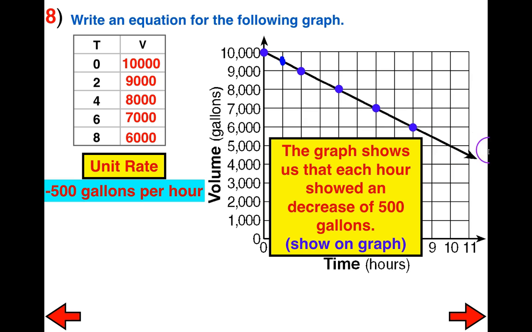If you're wondering how I got those units, I'm basing it off of the units given here. It is dropping 500 gallons for every 1 hour. And again, I get that from here. So again, it's dropping 500 gallons for every 1 hour.